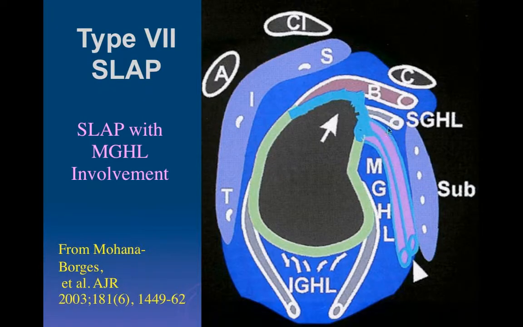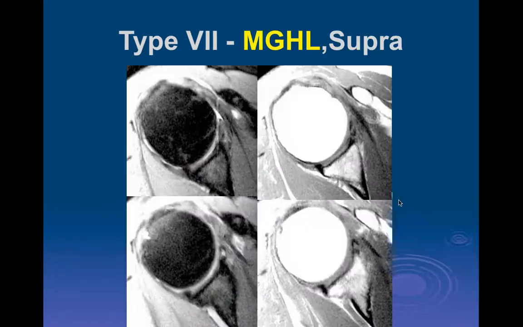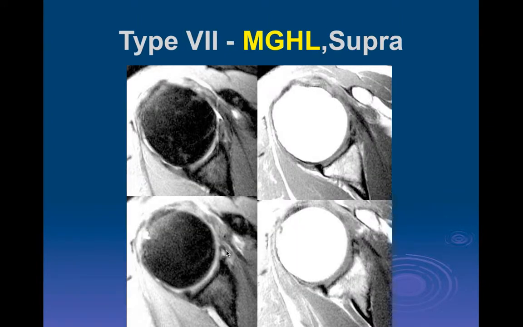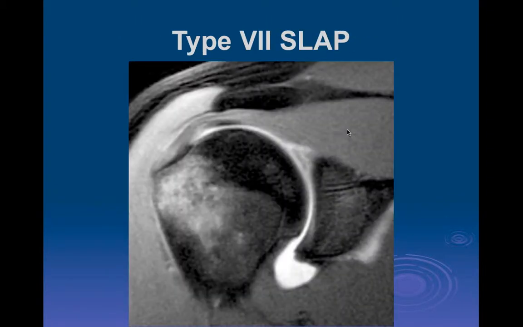Type 7 slap is a slap tear which goes longitudinally into the middle glenohumeral ligament. And this is just to remind you to look at the middle glenohumeral ligament. And again, if you see this, I would just describe it. So here we can have a superior labral tear, but if we follow it down here, it's hard to see on all these images, but this is actually the middle glenohumeral ligament, which fused on the next one to the anterior capsule. So this was abnormal signal intensity within the middle glenohumeral ligament, and this was a tear that was going down longitudinally into the middle glenohumeral ligament.